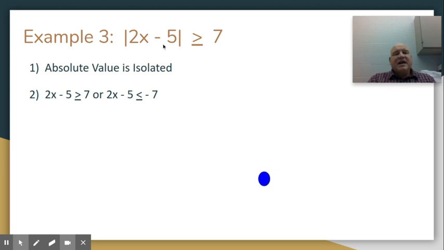We don't change anything that's inside the absolute value. I know people say, well, it's negative 5, the absolute value makes it positive 5. We don't know for sure that it's going to have to change because we don't know what x is. So never change what's inside.